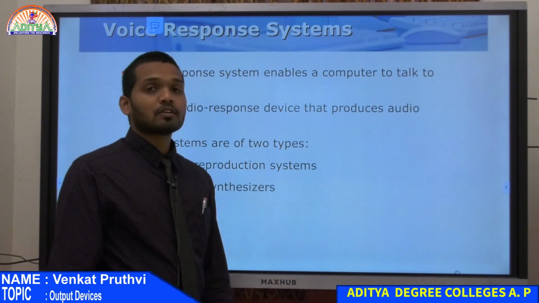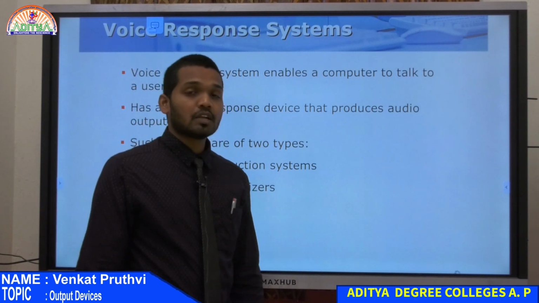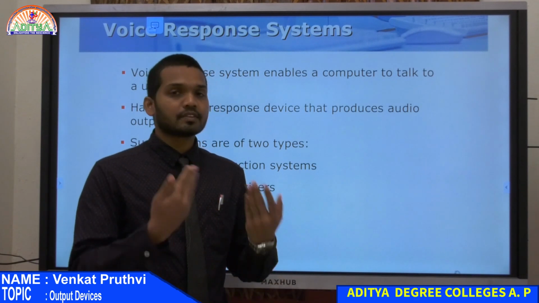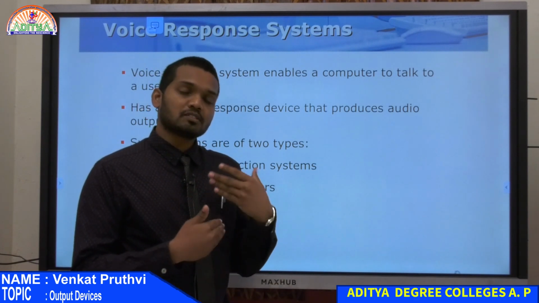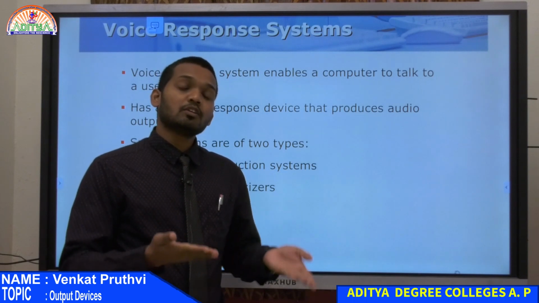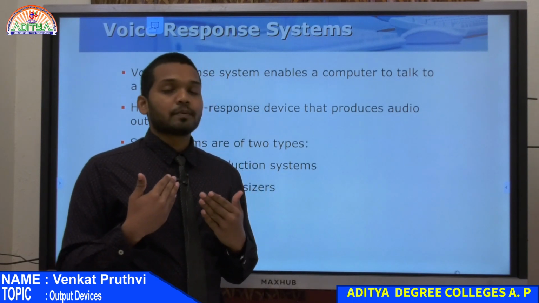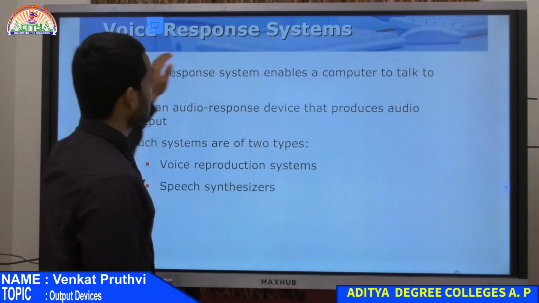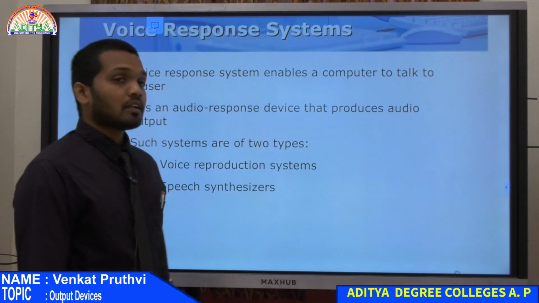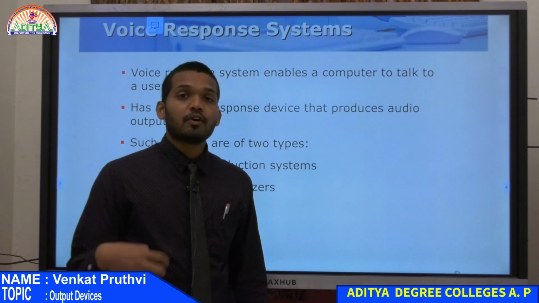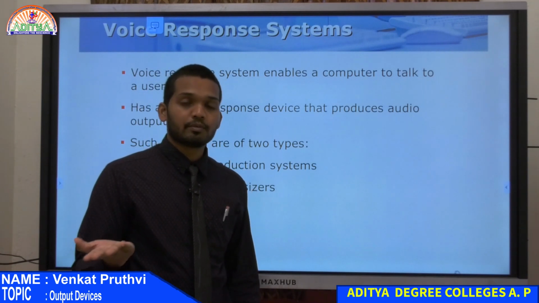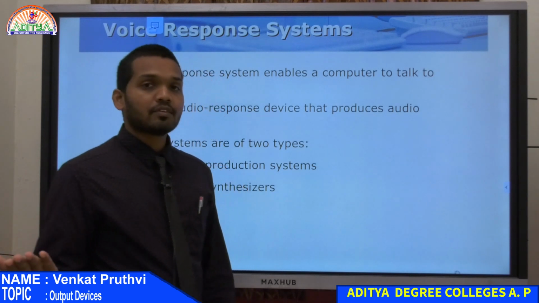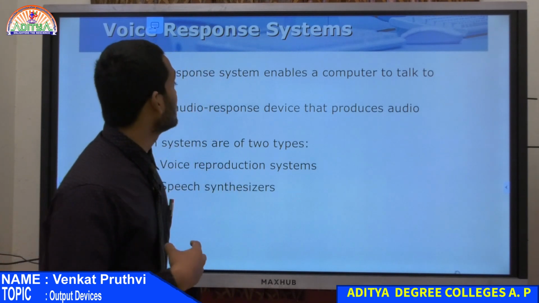So we all know about Amazon Echo, right? So what is it doing? Whenever you tell it something, it is receiving that command as an input, it is processing the required thing, and it is telling you something out as an output. So what is happening there? The output that it is giving is the voice response system, where you are able to get the output in the form of audio instead of the hard copy or the soft copy content.